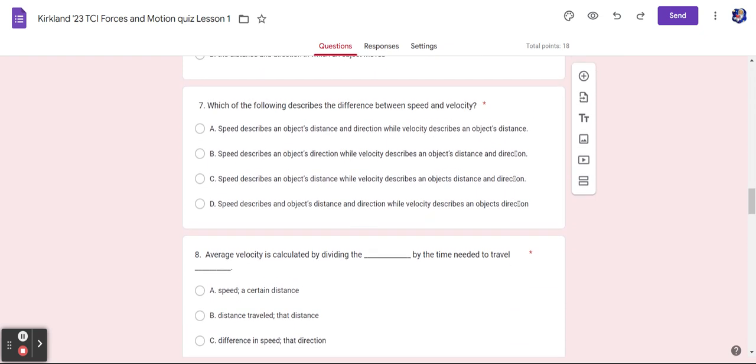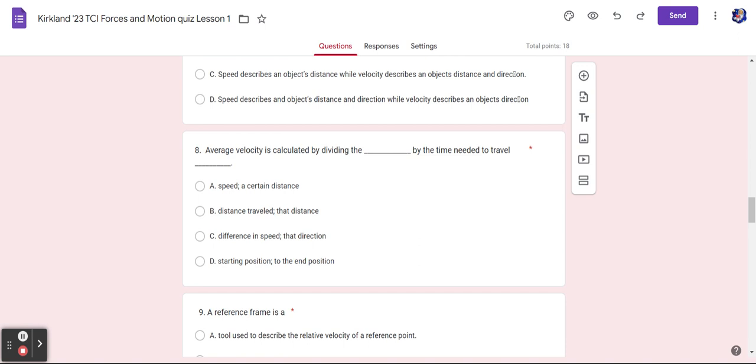Number 7. Which of the following describes the difference between speed and velocity? A. Speed describes an object's distance and direction, while velocity describes an object's distance. B. Speed describes an object's direction, while velocity describes an object's distance and direction. C. Speed describes an object's distance, while velocity describes an object's distance and direction. D. Speed describes the object's distance and direction, while velocity describes the object's direction.